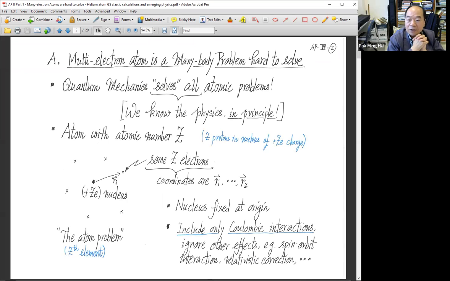So the first thing is to convince you that we know the equation, we can't solve the equation. Okay, so very humble task. It's hard to solve. Let's think about an atom, the Z atom. So charge plus Ze in the nucleus, and then we have Z electrons. That is the Z element, right? Z is the standard symbol for atomic number that labels which element in the periodic table. All right.